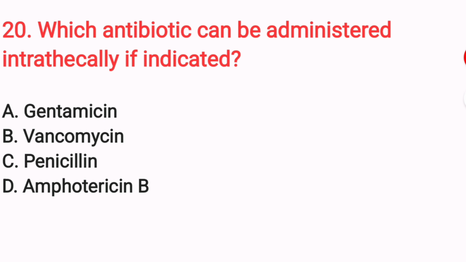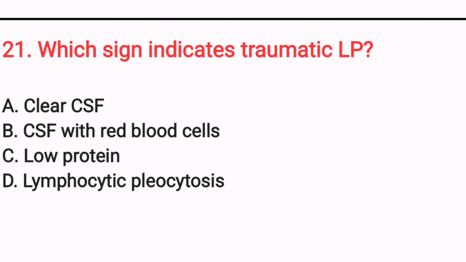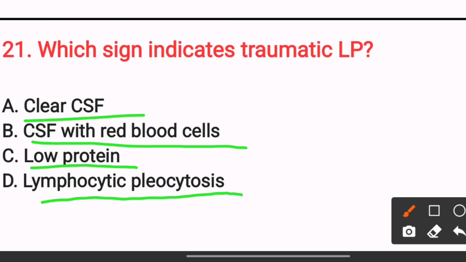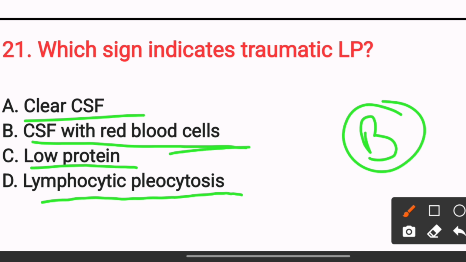Next, which sign indicates traumatic LP? Option A, clear CSF. Option B, CSF with red blood cells. Option C, low protein. Option D, lymphocytic pleocytosis. The answer is option B, CSF with red blood cells, because traumatic LP causes blood contamination. Xanthochromia develops after 12 hours of hemorrhage. So the answer will be option B, CSF with red blood cells.